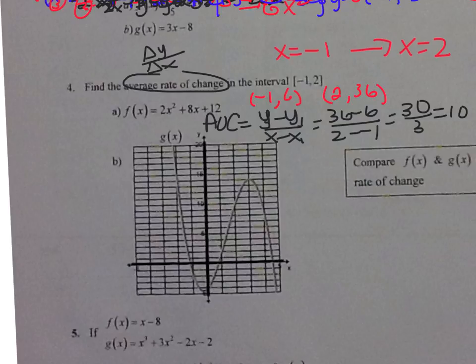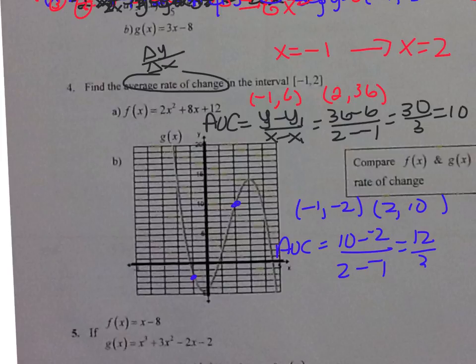Okay, so now B, the graph. So you want to get your points. For x is negative 1, that's this point here. So that'd be negative 1, negative 2. And then for x is 2, it's 10. So 2, 10. All right, so my average rate of change is going to be 10 minus negative 2 over 2 minus negative 1.